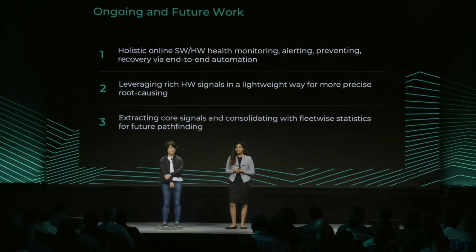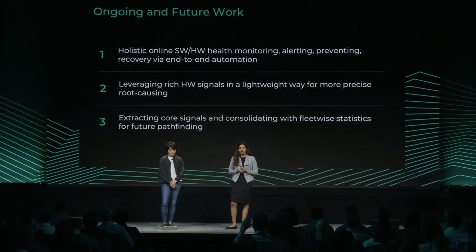Some of the ongoing and future work in this area are: first, we are still continuing to build a more holistic and end-to-end online automation system that can not only detect these anomalies, but can quickly alert, recover, and mitigate these issues while having minimal impact to our production jobs. Secondly, we have a rich set of hardware signals in our infrastructure. We are looking at ways to integrate these signals to give us a much more comprehensive understanding of the failures. Lastly, with all the detailed tracing that we have enabled in our communication library stack, we have a lot of signals at our disposal, but we are looking at some core signals that can actually inform future pathfinding efforts.